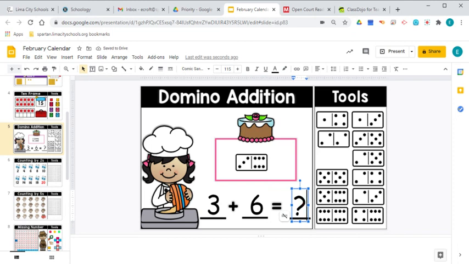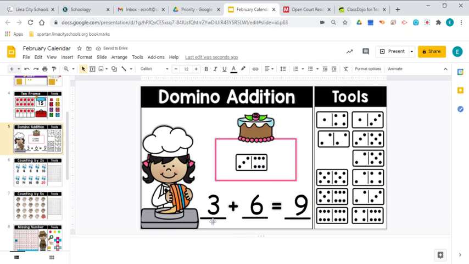So we have 6 on that side. And so all together, we need to count our dots. 1, 2, 3, 4, 5, 6, 7, 8, 9. We have 9 altogether. So can you read that number sentence with me? 3 plus 6 equals 9. Now, a number sentence is also called an equation. So you might hear somebody use that fancy word equation, and you know what they mean is a number sentence. A sentence with numbers and also with symbols. These are symbols. This is the plus symbol, and that's the equals symbol.